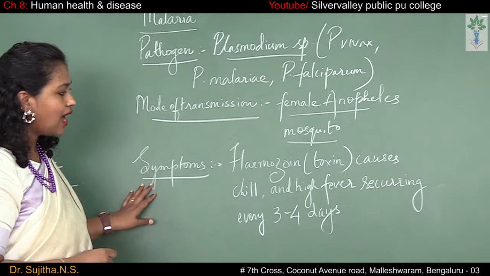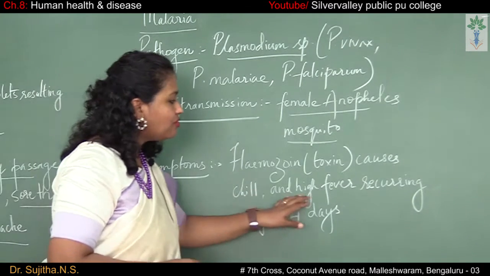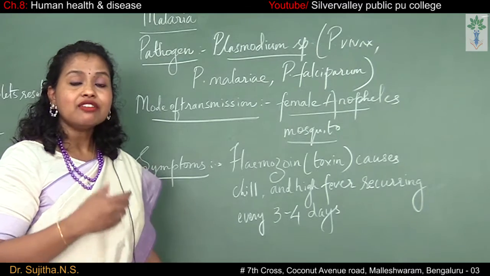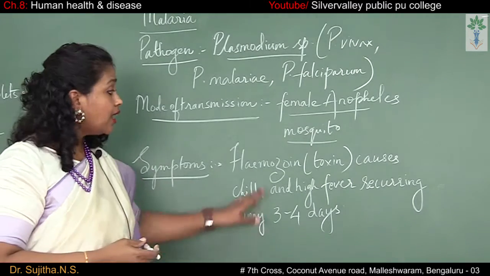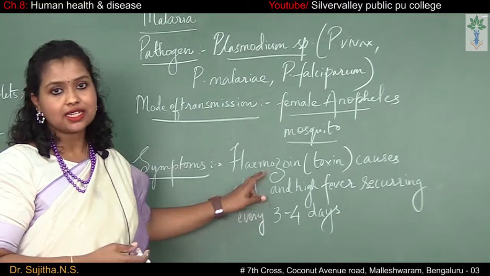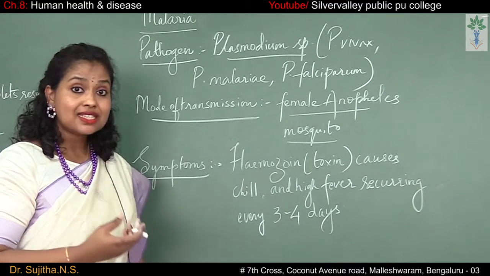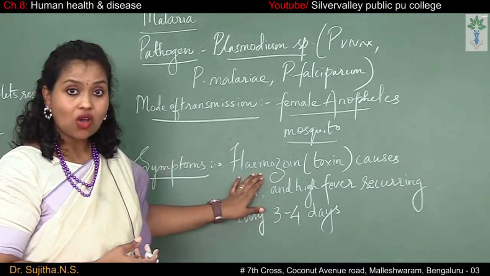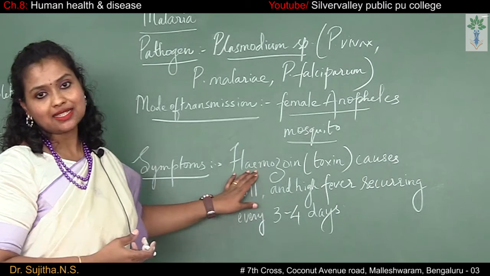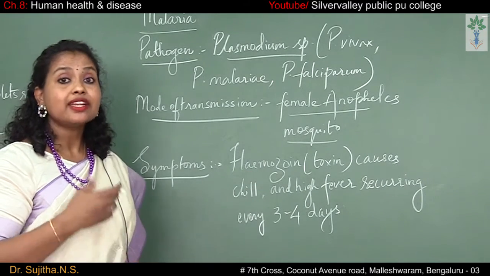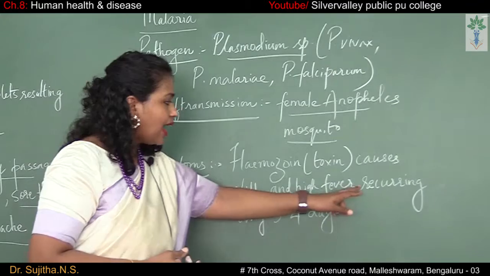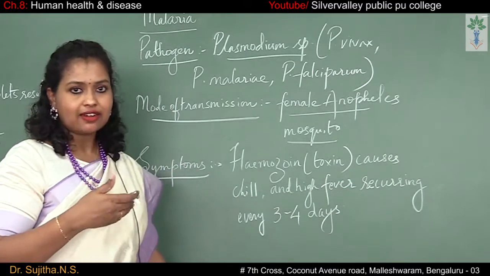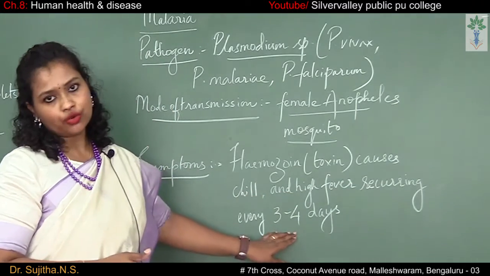The symptoms are chill and a very high fever, and the infected individual develops these symptoms only when hemozoin is released into their blood. So once this hemozoin, that is the toxin, is released inside the blood of an individual, it results in the chill and high fever, and this fever keeps on reoccurring every 3 to 4 days.